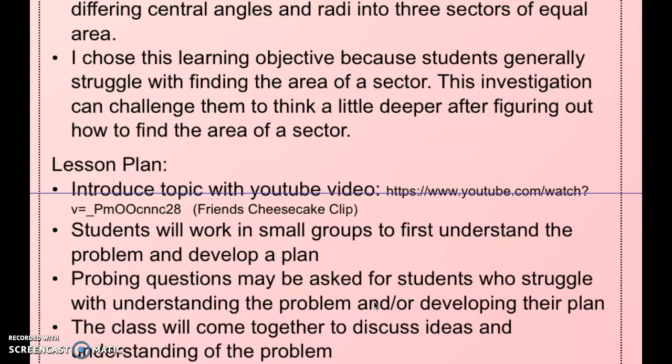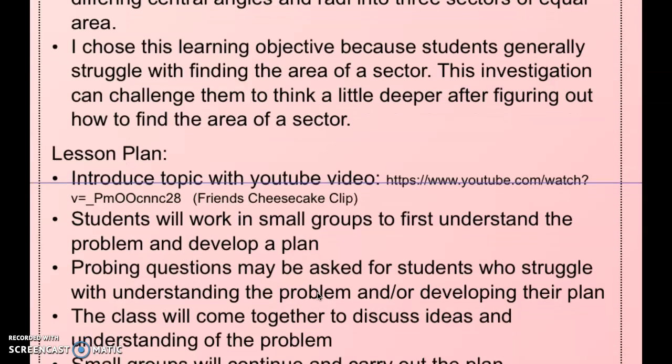So once they have had a chance to understand the problem and possibly develop a plan, and if there are any struggling students out there, I might give them some probing questions. Ask them, well, what do you know? What information do we know? What could we figure out with that information? What problem does this kind of look similar to? Things like that.